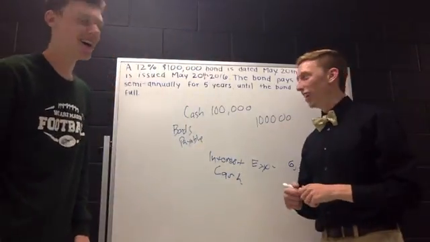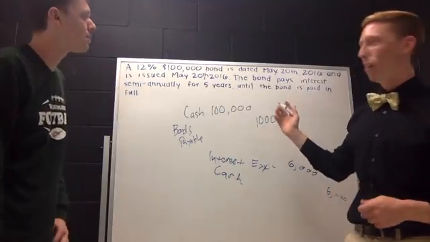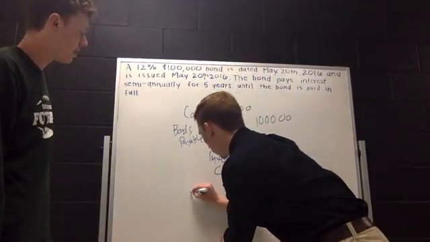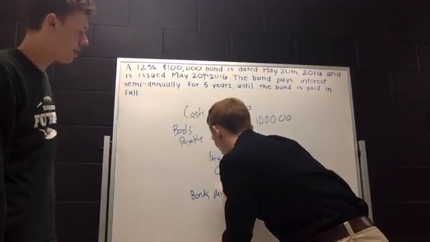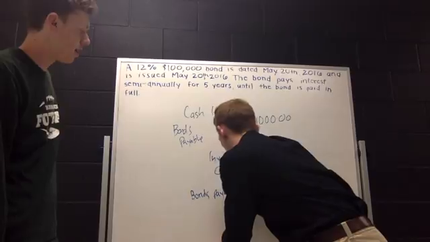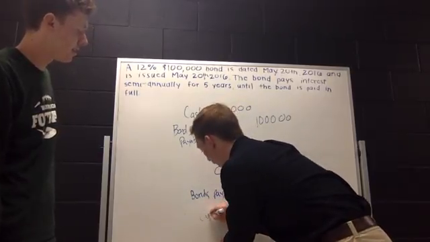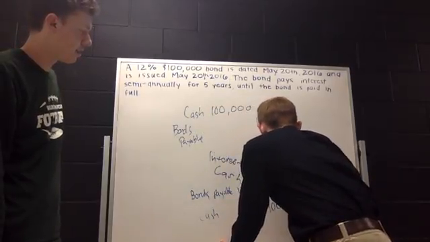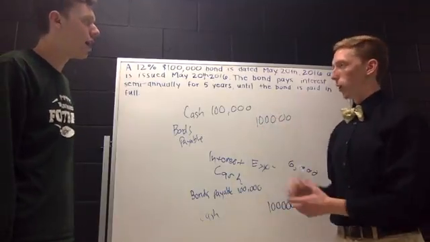Lastly, we're going to close the account after it's matured for the full 5 years. So we're going to do the opposite of what we did first. We're going to debit bonds payable for $100,000, and then we're going to credit cash for the other $100,000. And it cancels out the opening of the bond and closes both accounts.